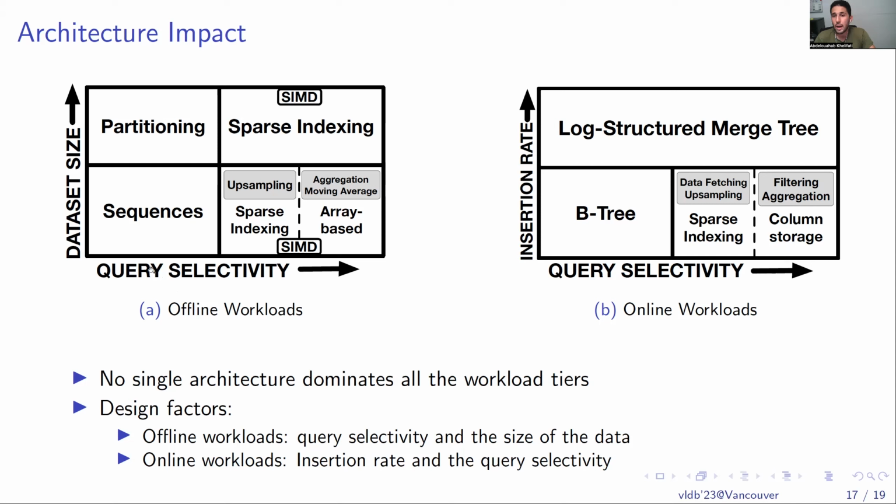For example, for queries with a low selectivity, sequence-like formats like ExtremeDB are highly recommended. When the dataset size increases, then using partitioning provides the best results. For the online workloads, we have also found that the query selectivity has a tremendous impact on systems' performance, but the insertion rate is also an important factor. For low insertion rates and for selective queries, B-tree-like formats like ClickHouse provide the best results, but when the insertion rate increases, then log-structured merge tree formats like InfluxDB perform the best.